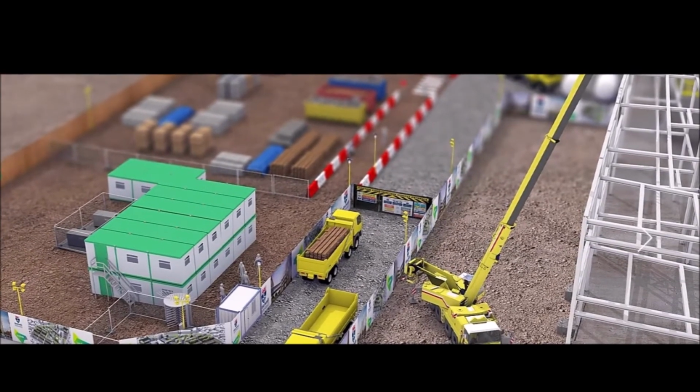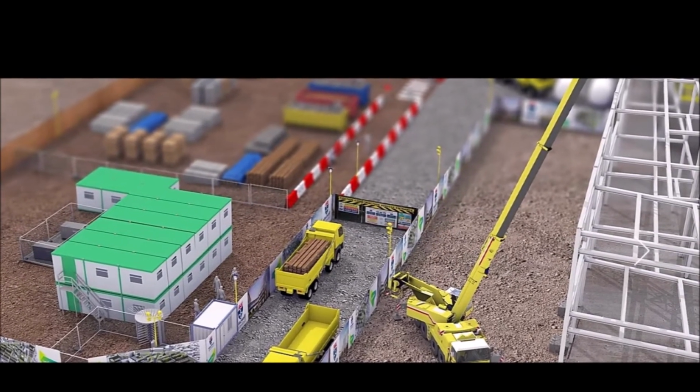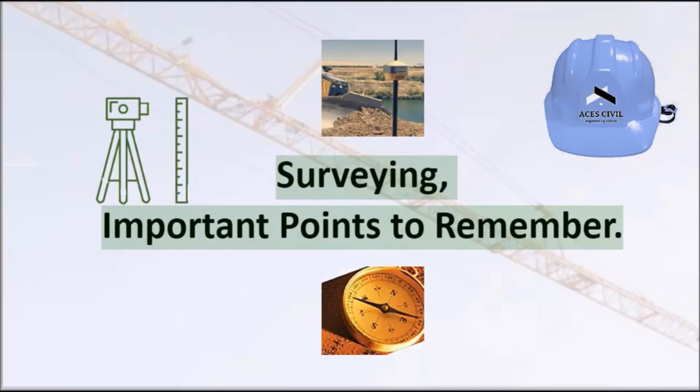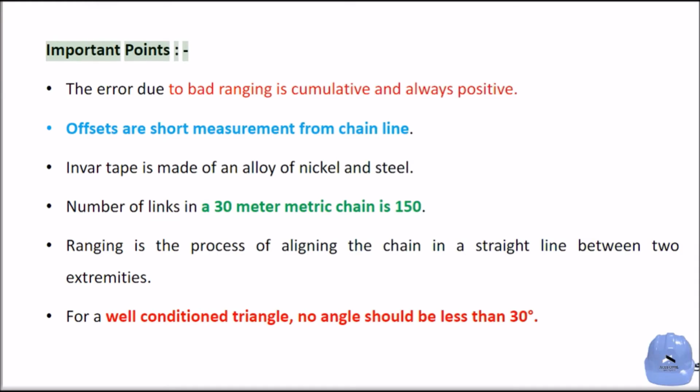In today's video we are going to discuss surveying. Important points to remember. The error due to bad ranging is cumulative and always positive. Offsets are short measurements from the chain line. Invar tape is made of an alloy of nickel and steel.